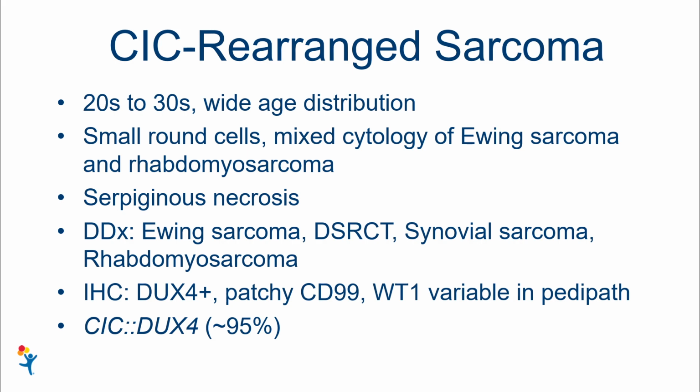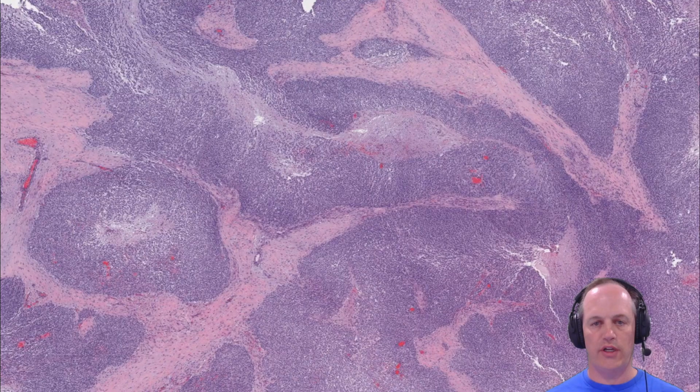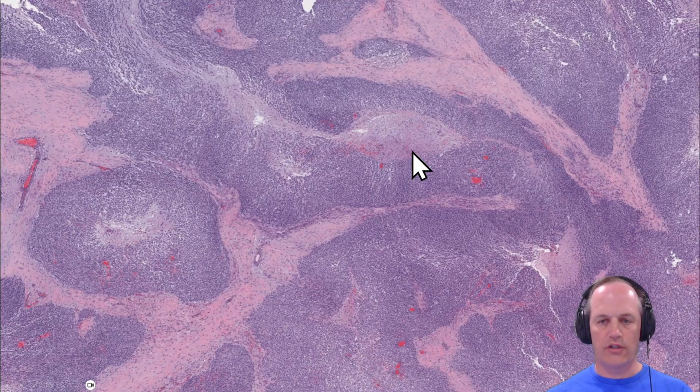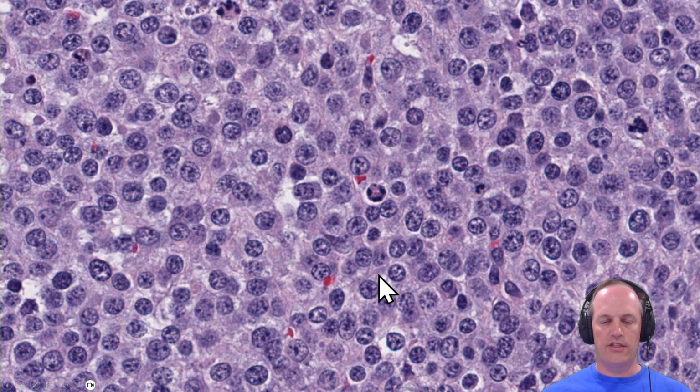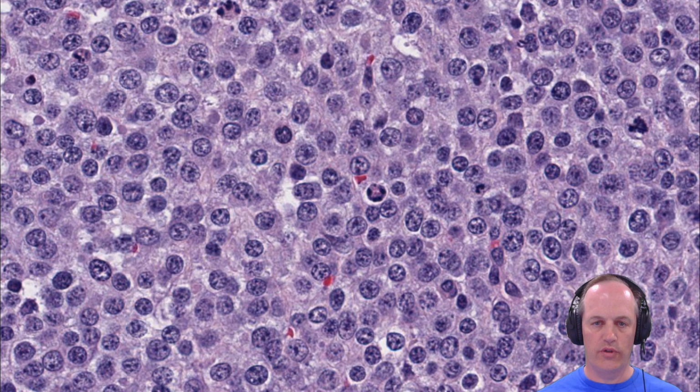CD99 is going to be patchy in these tumors, and there can be variable WT1 reactivity, particularly in the pediatric cases. So here's an H&E section, and you can see it's got some pretty broad, kind of fibrous, maybe even almost desmoplastic looking spaces. But look at this river of necrosis that's running through the middle of these nests. So that serpiginous, that winding necrosis, that's a pretty good clue. I've seen people see that on frozen section and think, gosh, this could be a CIC-rearranged sarcoma, and turn out to be right.